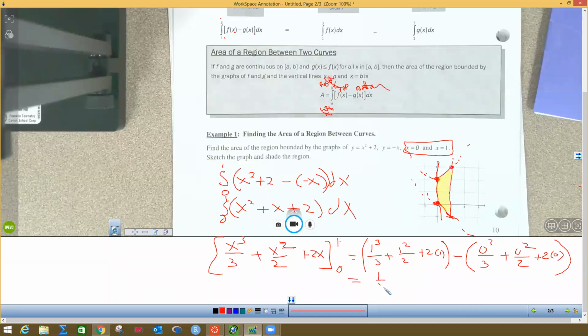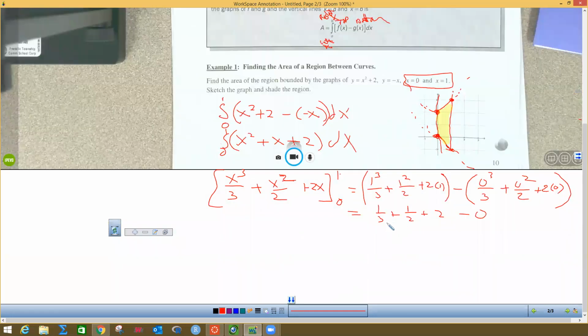So this is 1/3 plus 1/2 plus 2 minus 0. And then this would probably be a multiple choice question, maybe, maybe not. So we get common denominators here. The common denominator is 6. So you take this by 2 over 2, and this is 2/6. This one by 3 over 3, so this is 3/6.